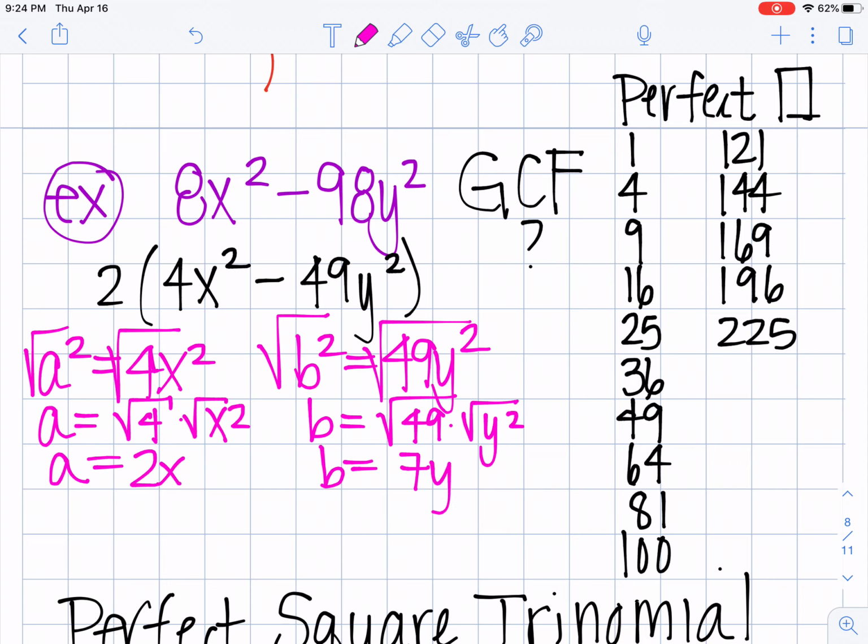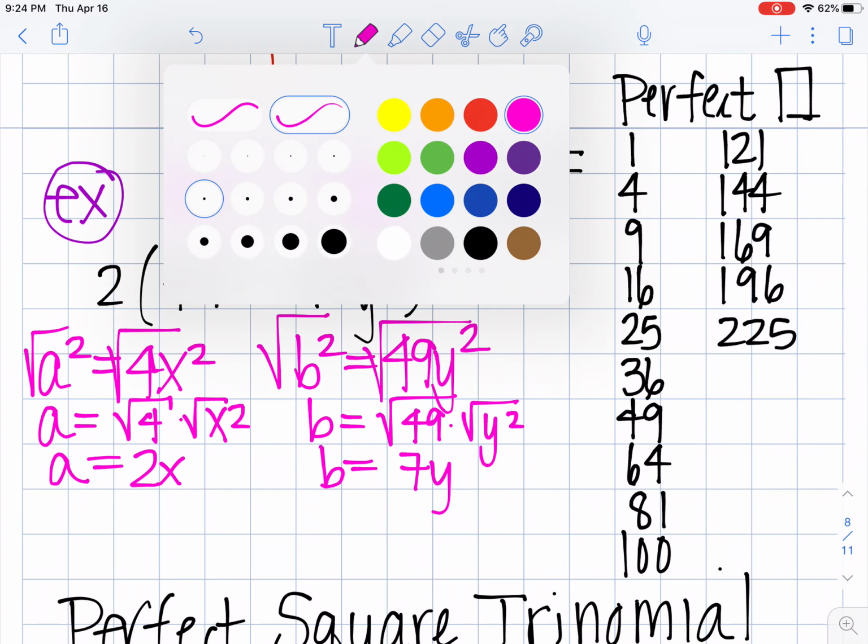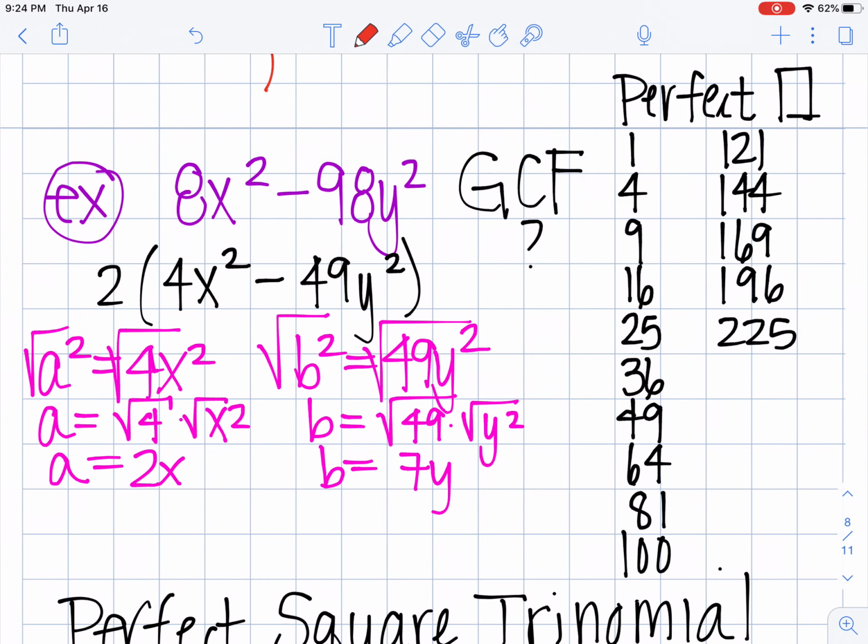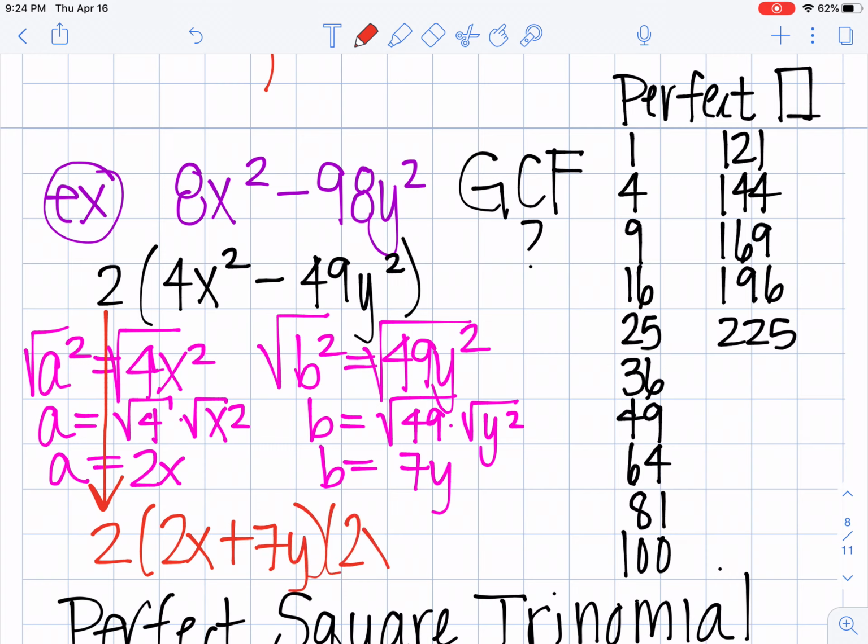So I plug it in my equation. Now remember, this 2 is my GCF. It just comes along for the ride. So it's like a tag along. You just bring it down, follow along with everything else. So this becomes 2 times 2x plus 7y times 2x minus 7y. And that's my final answer.